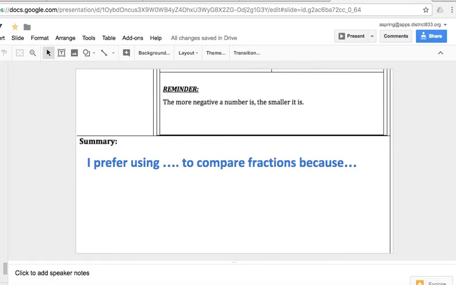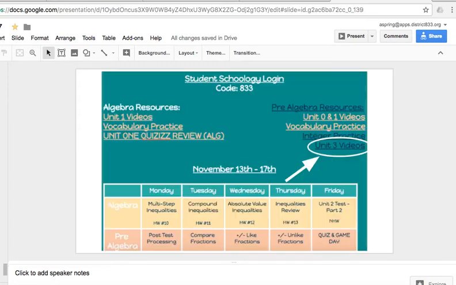So I prefer using which strategy. Go back in your notes if you need to. And tell me why. Use complete sentences, capital letter, correct punctuation. This should take you 5 minutes or less, and then you get to get started on your homework.